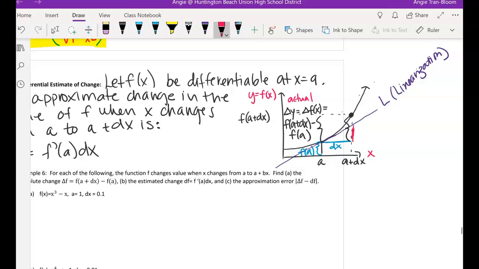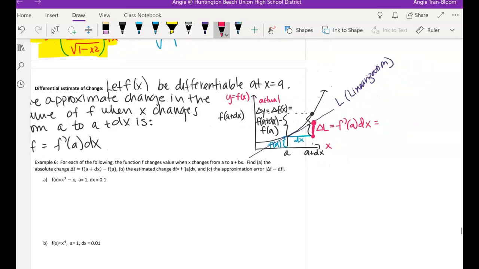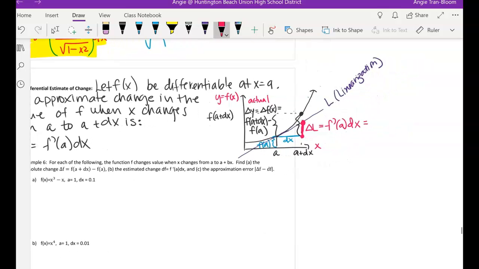This piece, from here to here, okay? That right there is the approximation, it's a change, okay? And that's the difference in linearization. By definition, it's f prime of A times dx, which is a change in x, which, as you know, is the approximation change in y, okay, from A to A plus dx. So this is what they're really saying. That right there is what they're saying.